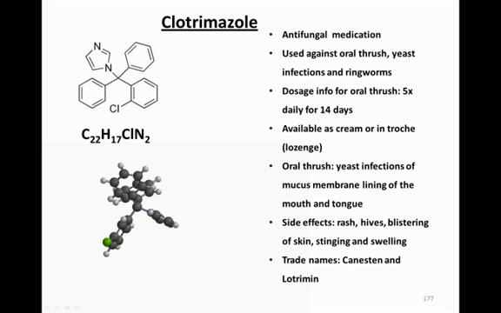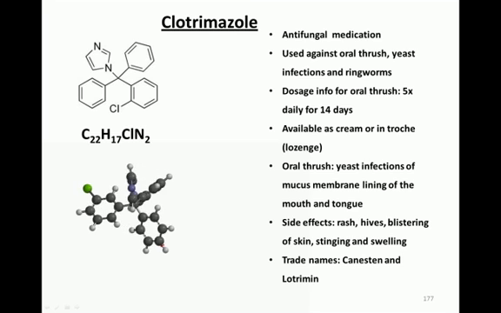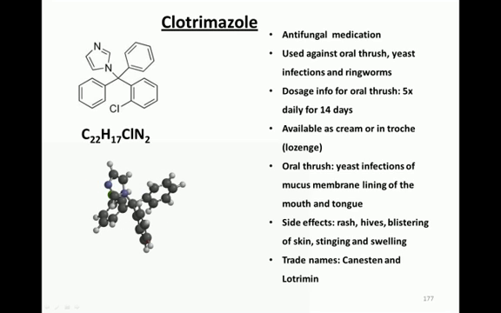Clotrimazole. It's an antifungal medication used against oral thrush, yeast infections, and ringworms. Dosage information includes for oral thrush 5 times daily for 14 days and is available as a cream or in lozenge form.